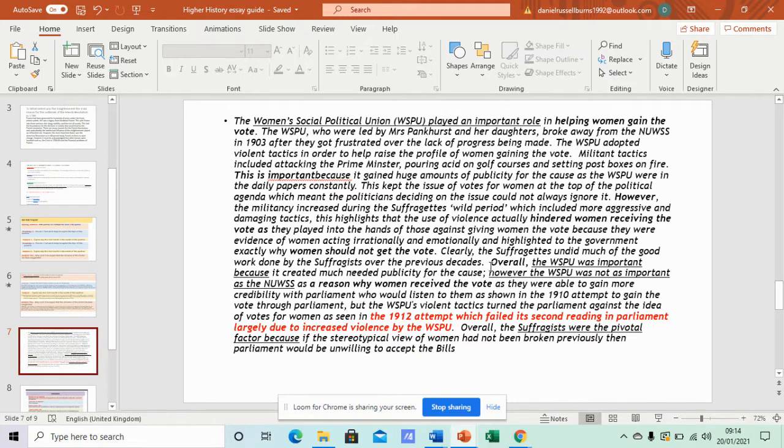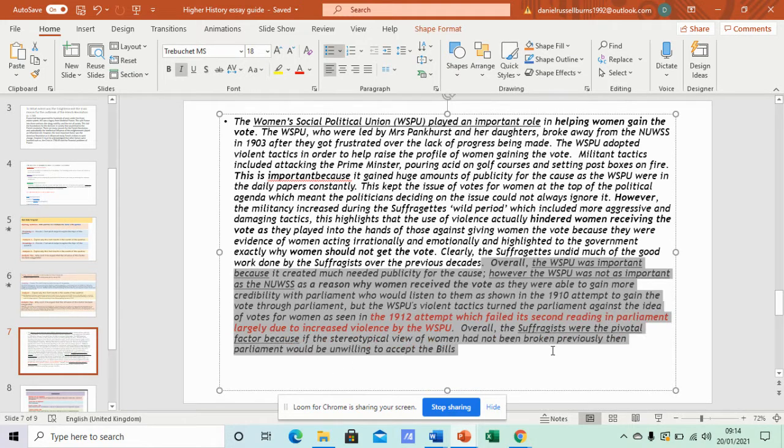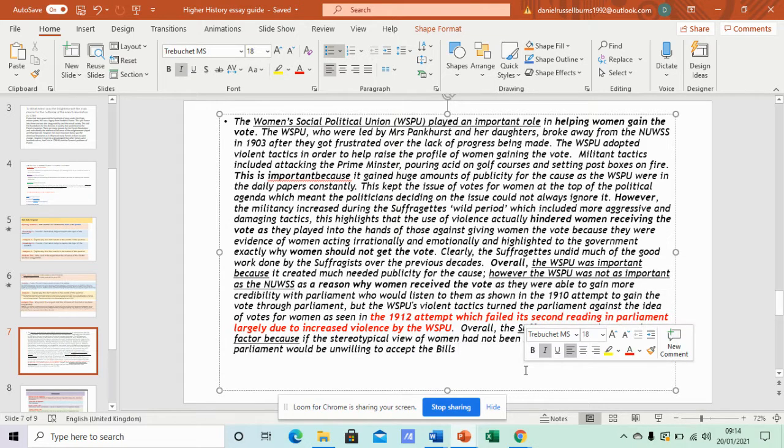Also here, beginning from overall, is the evaluation that I was talking about. So for those of you who are taking evaluation, I'll just read it out to you and I'll explain what it's doing. So overall, the suffragettes were important because they created much needed publicity for the cause. However, the suffragettes were not as important as the suffragists. So this particular paragraph in the essay is arguing that the suffragists were the most important reason for women getting the vote.